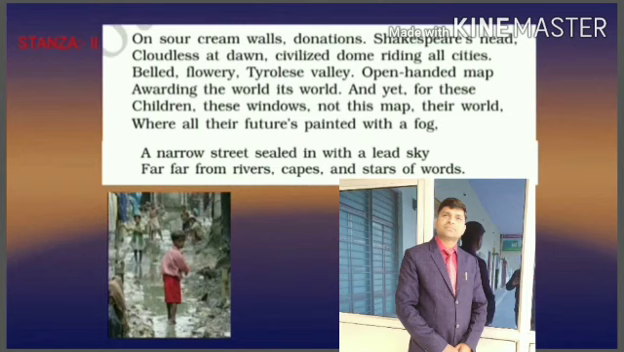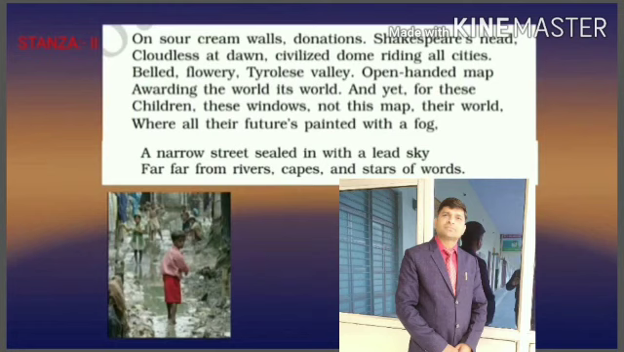There is a picture of Shakespeare on the wall. His head, which is bald, looks like the rising sun at the horizon. At the time of daybreak, the sun is rising at the horizon and is semi-circular like a dome shape. It seems to be behind all the cities. There is a picture of the famous Tyrolese valley which has beautiful flowers. There is the image of a map which helps all in its own way.